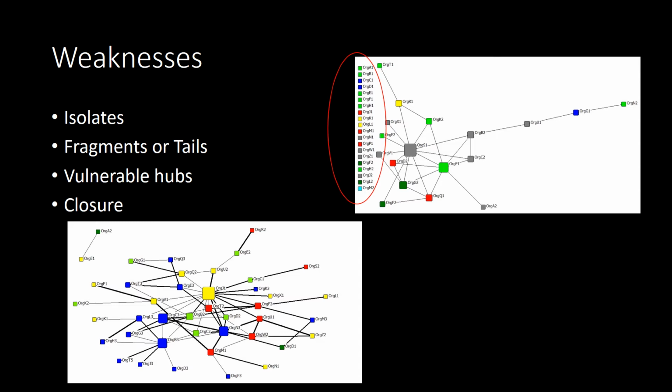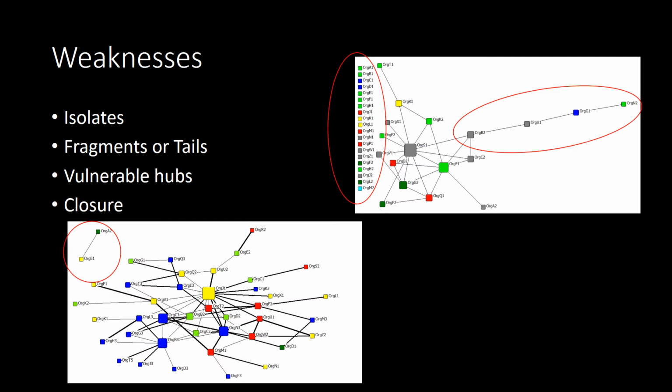A second weakness would be fragments or tails. The image on the bottom left offers an example of a fragment, two organizations connected to each other but not connected to the rest of the network. The image on the top right offers an example of a tail. The concern about the tail is that the removal of any one of the actors in the line would result in a fragment or isolates, thus tenuous connections to the rest of the network.